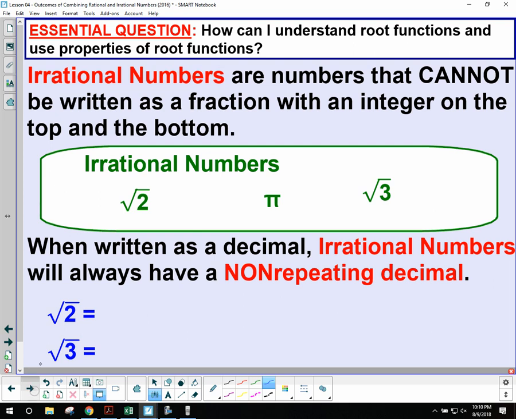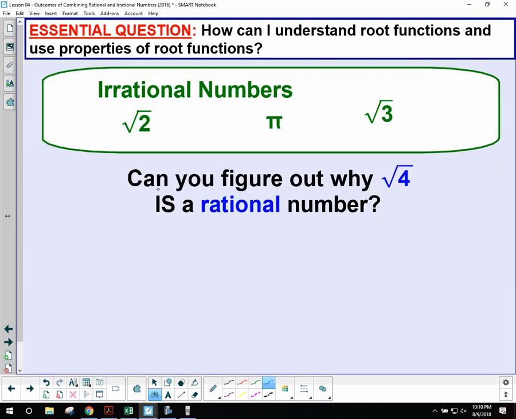So, can you figure out why root 4 is a rational number? Well, you should know. The square root of 4 is 2. 2 is rational. 2 can also be written as 2 over 1, which follows our definition as two integers, top and bottom.